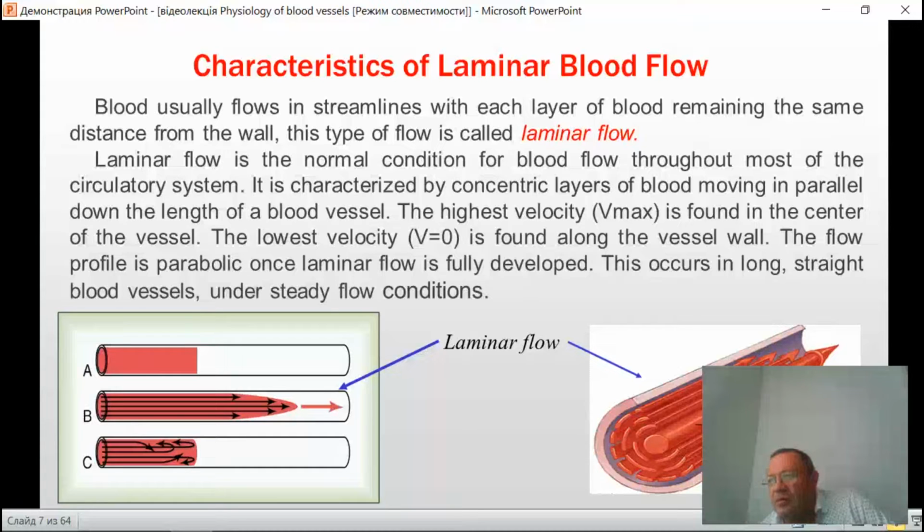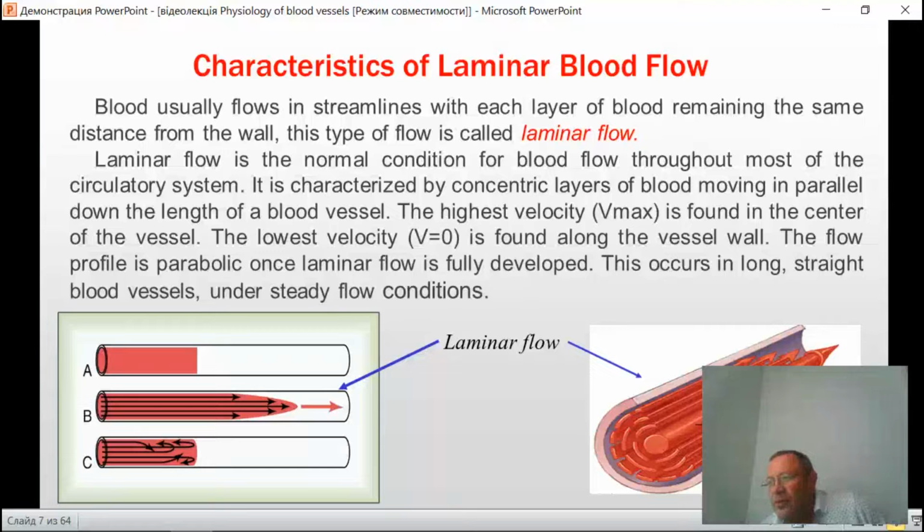Laminar flow is a normal condition for blood flow throughout most of the circulatory system. It is characterized by concentric layers of blood moving in parallel down the length of blood vessels. The highest velocity is found in the center of the vessel. The lowest velocity, near zero, is found along the vessel's wall.